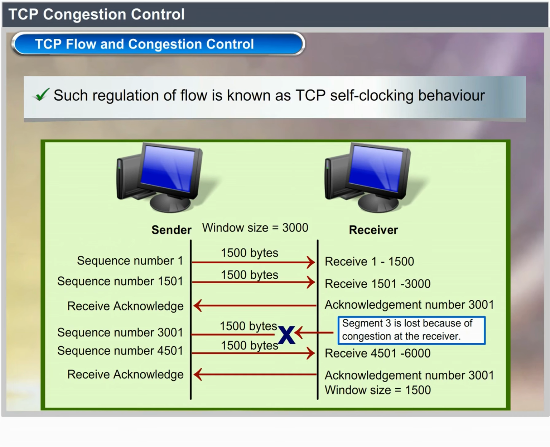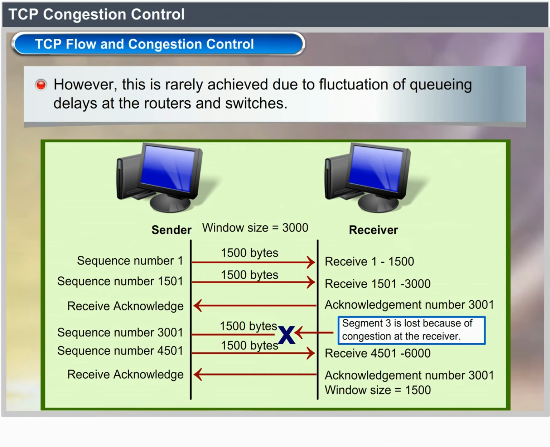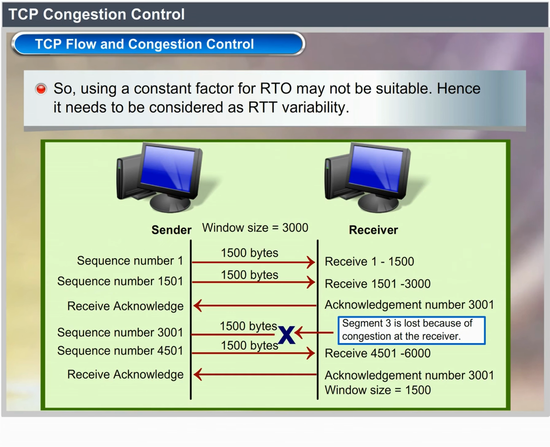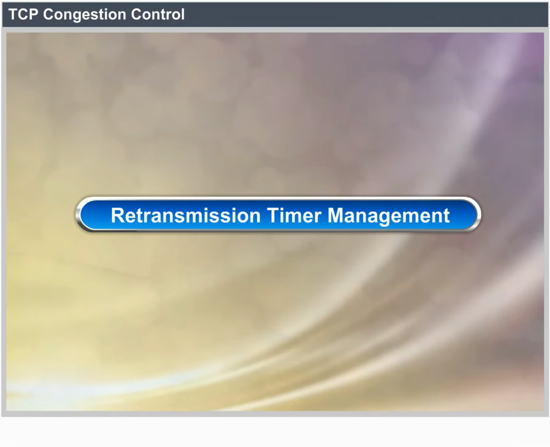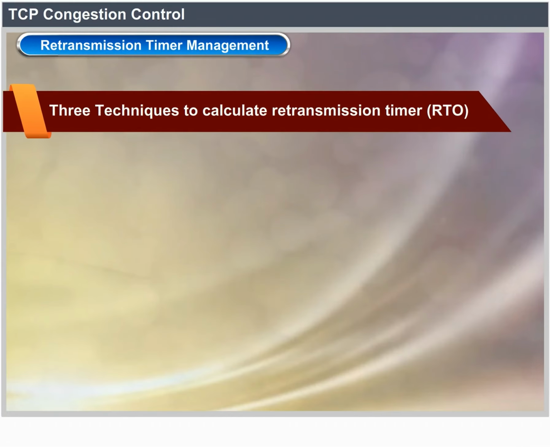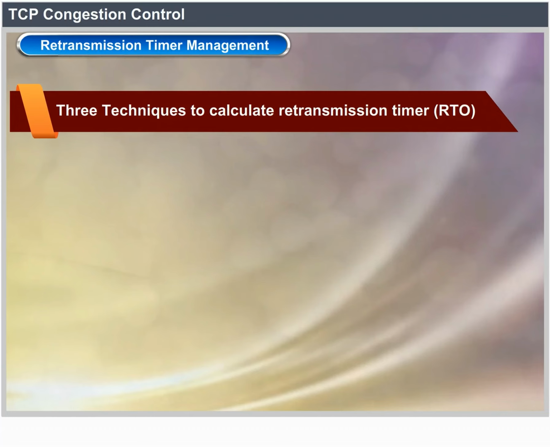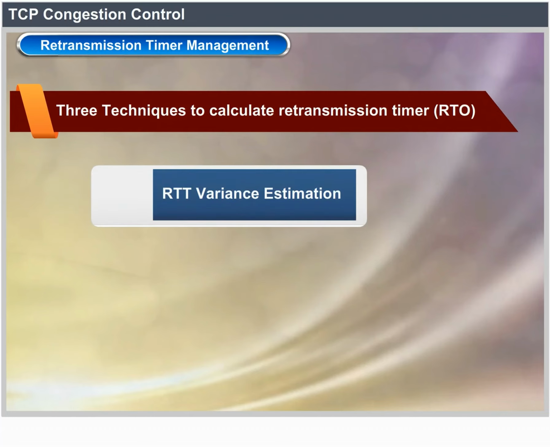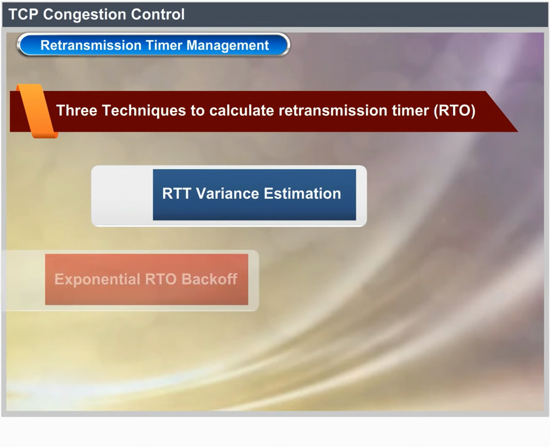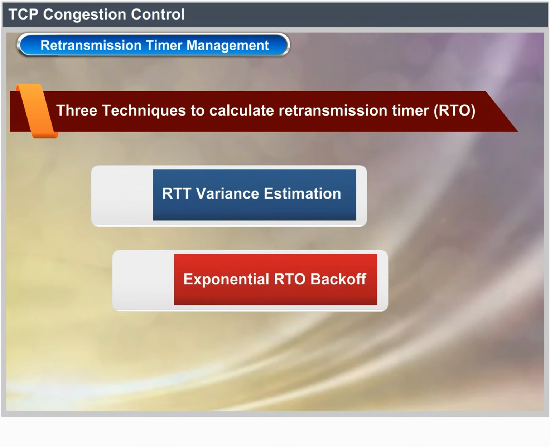Such regulation of flow is known as TCP self-clocking behavior. However, this is rarely achieved due to fluctuation of queuing delays at the routers and switches. So, using a constant factor for RTO may not be suitable. We need to consider RTT variability. Retransmission timer management. There are 3 techniques to calculate the retransmission timer RTO: RTT variance estimation, exponential RTO backoff, and Kahn's algorithm.